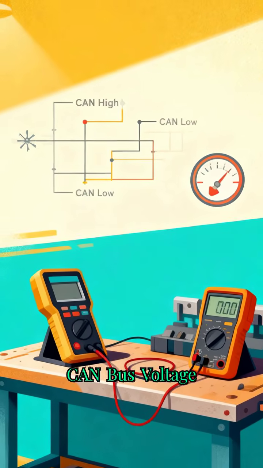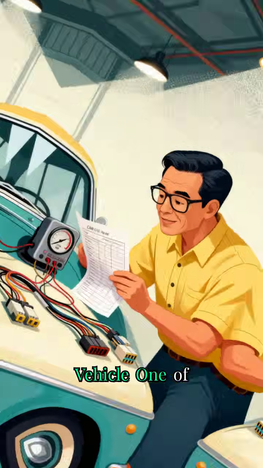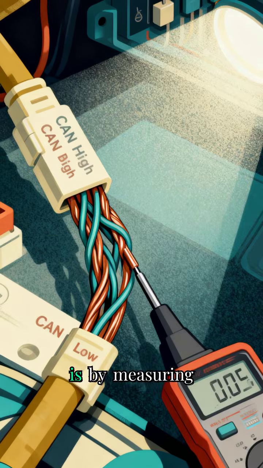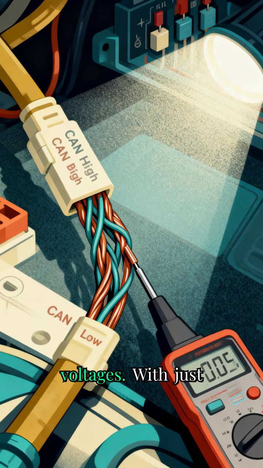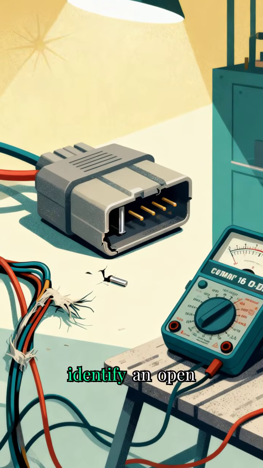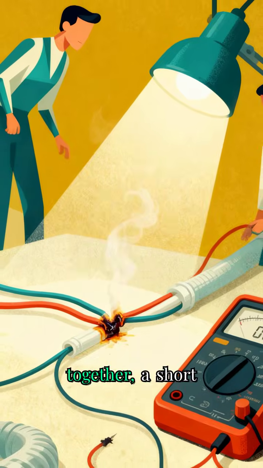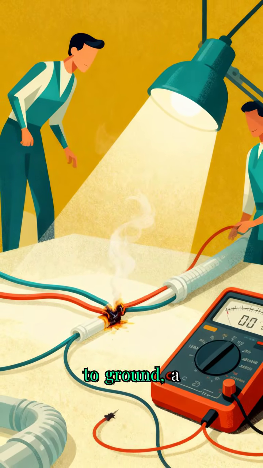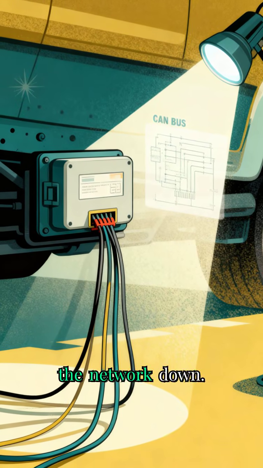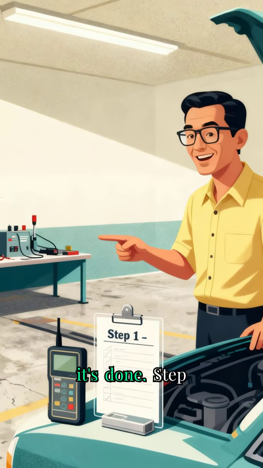Using CAN bus voltage to diagnose the vehicle. One of the fastest ways to evaluate the health of a CAN bus network is by measuring the CAN bus voltages. With just a digital multimeter, you can often identify an open circuit, a short together, a short to ground, a short to battery voltage, or a module that's pulling the network down. Let's see how it's done.